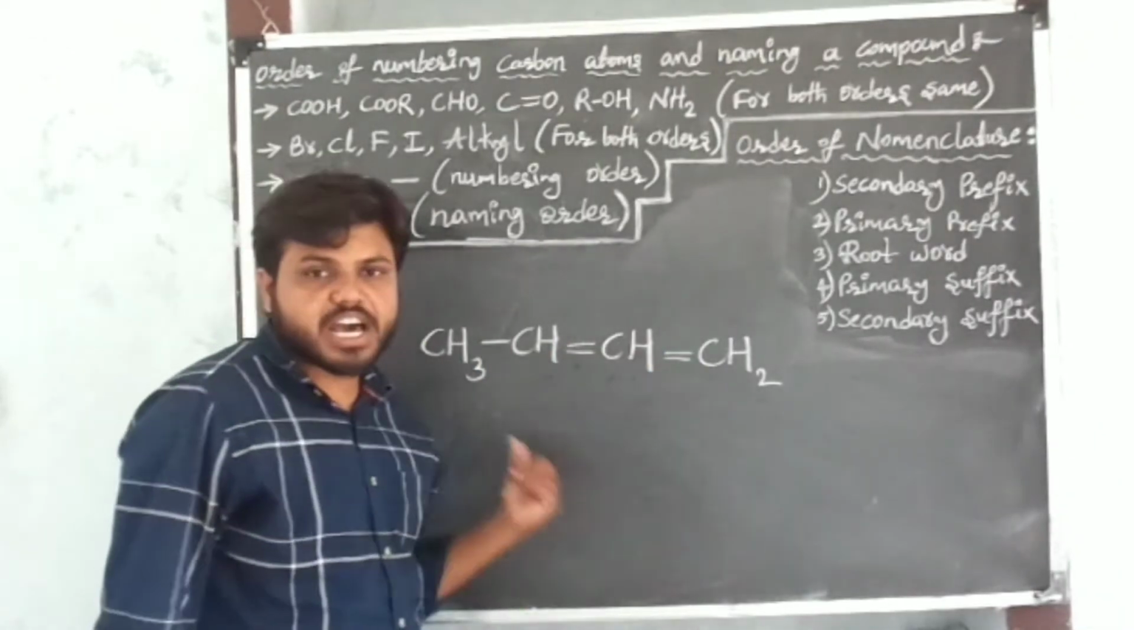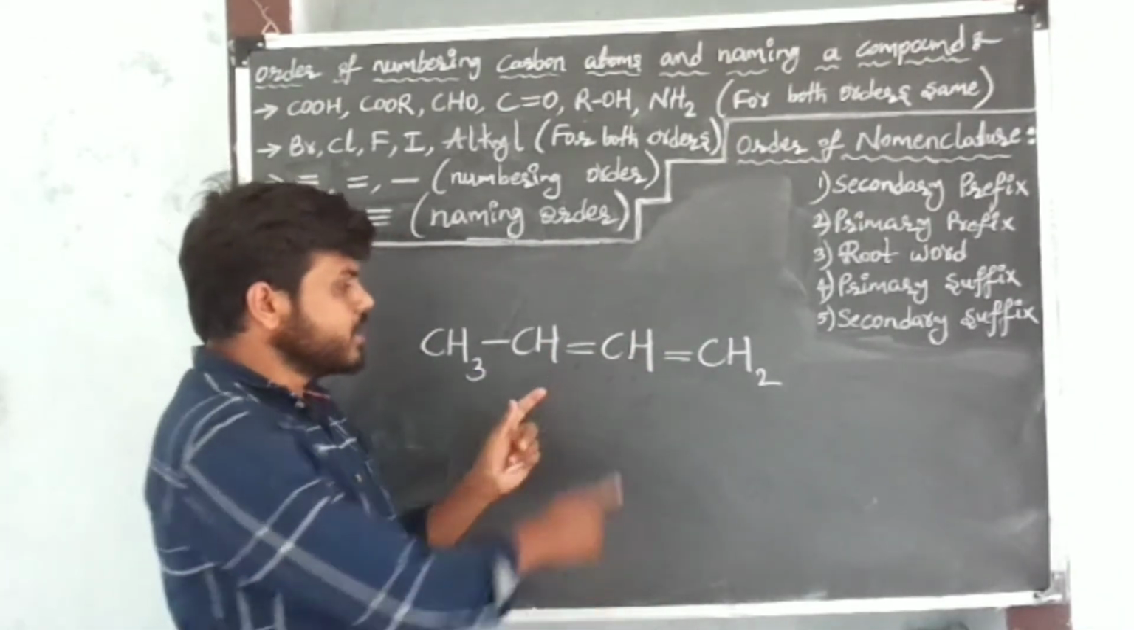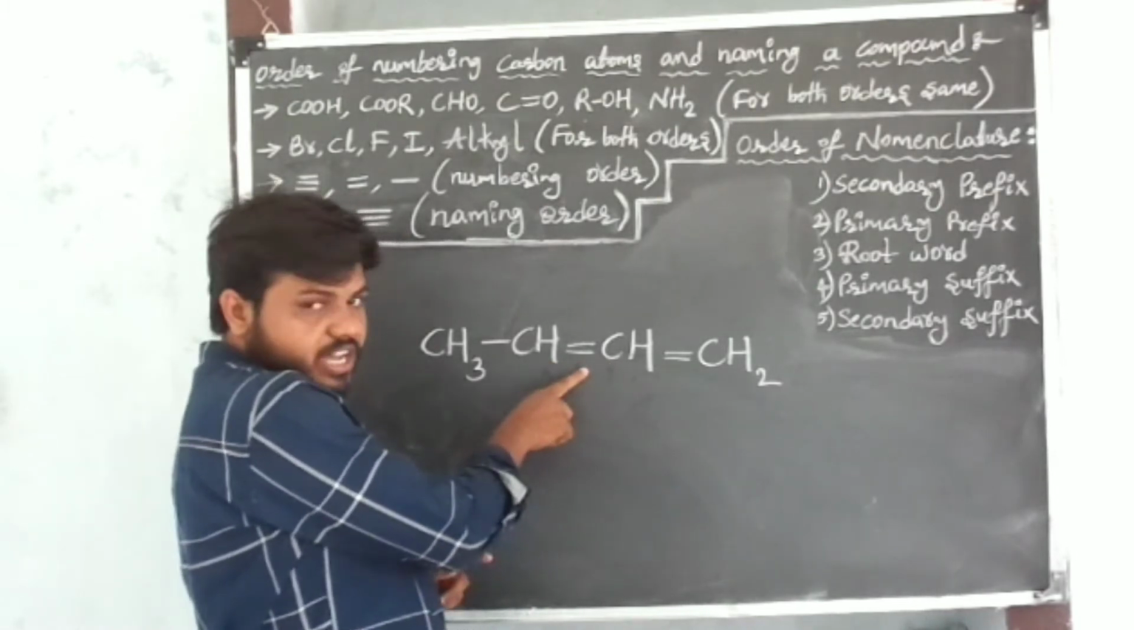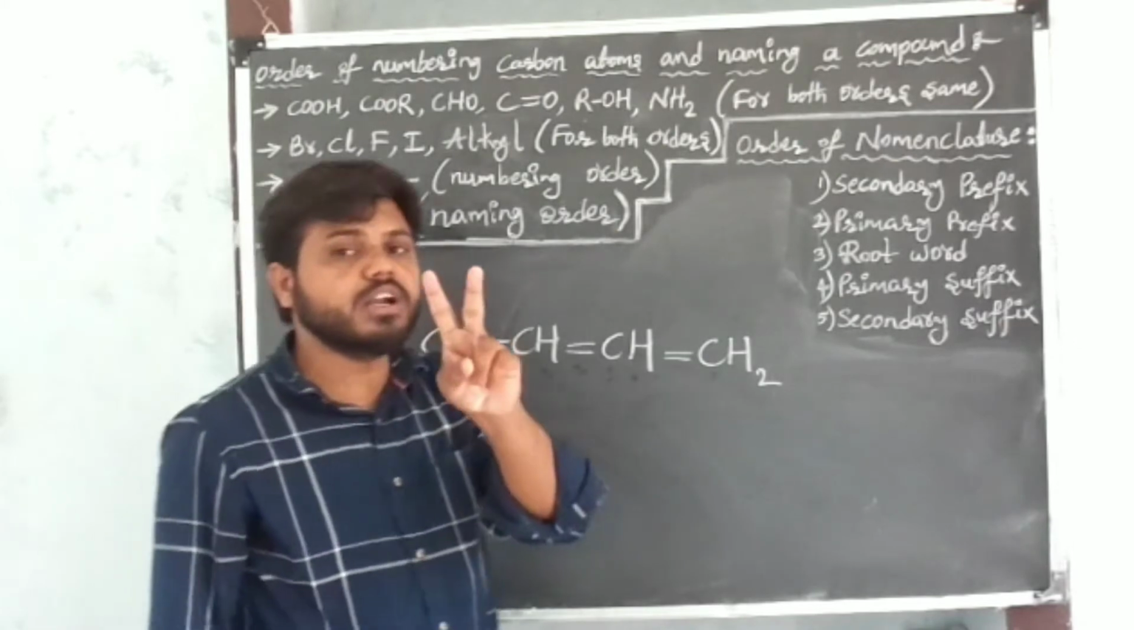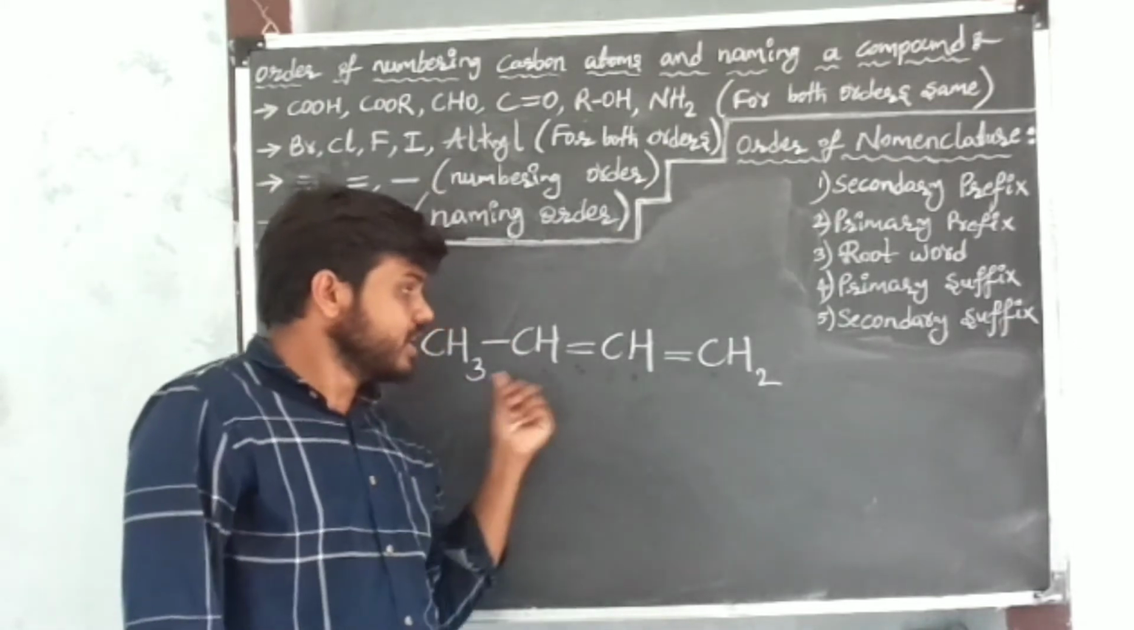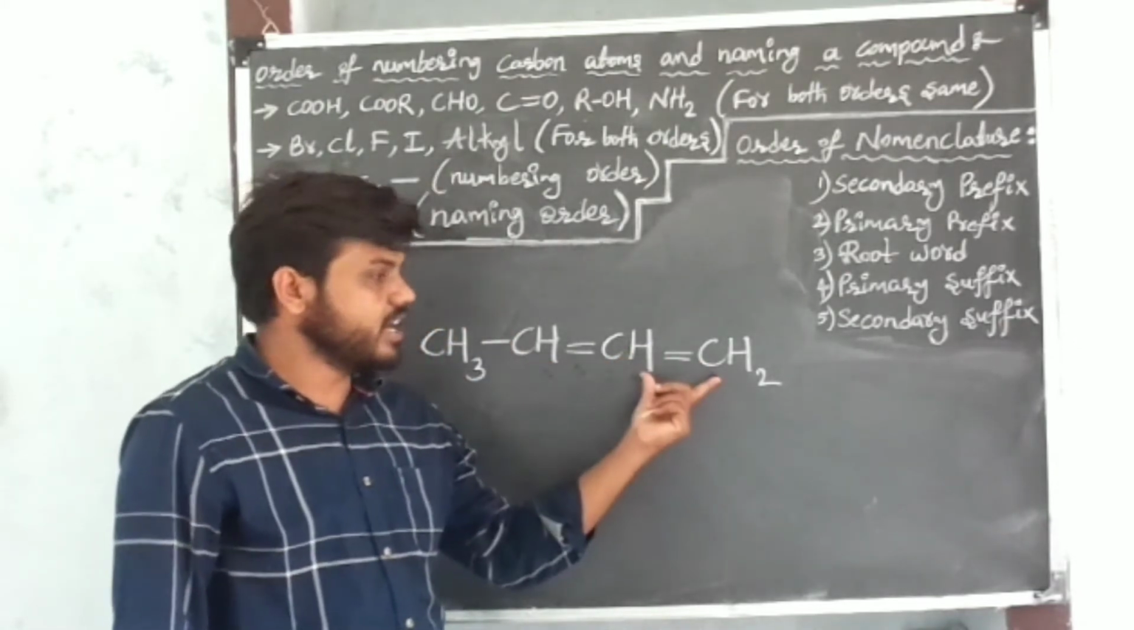This is the given carbon compound. In it, between these 2 carbons there is one double bond, and between these 2 carbons there is another double bond. In total, 2 double bonds are present. Here one and here another one.